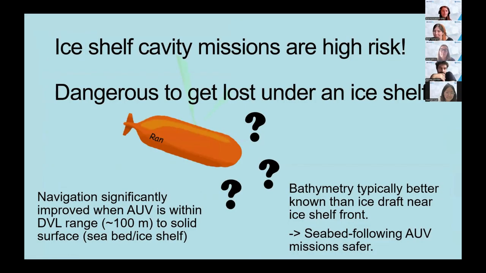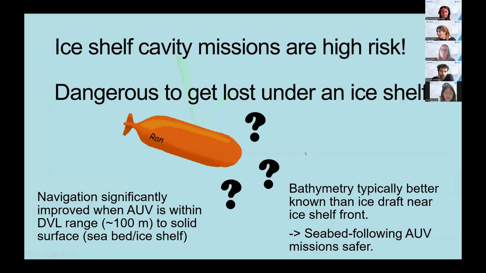Okay, as I said before, ice shelf cavity missions are high risk. So you really want to reduce the risk as much as possible. And navigation is very important to reducing the risk, not only because we use good navigation in data analysis to know exactly where we have our measurements, but good navigation is also very important for actually being able for the AUV to find its way out of an ice shelf again.